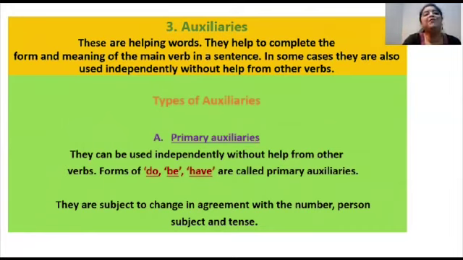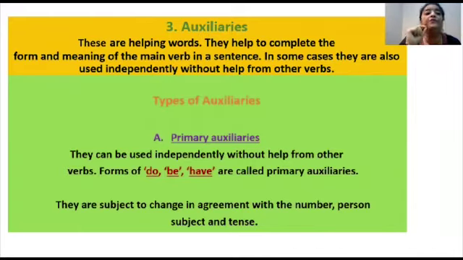The third type of finite verbs are auxiliaries. These are helping words. They help to complete the forms and meaning of the main verbs in a sentence. In some cases, they are also used independently without help from other verbs. The first type of auxiliaries that we will study are primary auxiliaries. These are the auxiliaries which can be used independently without the help from other verbs.